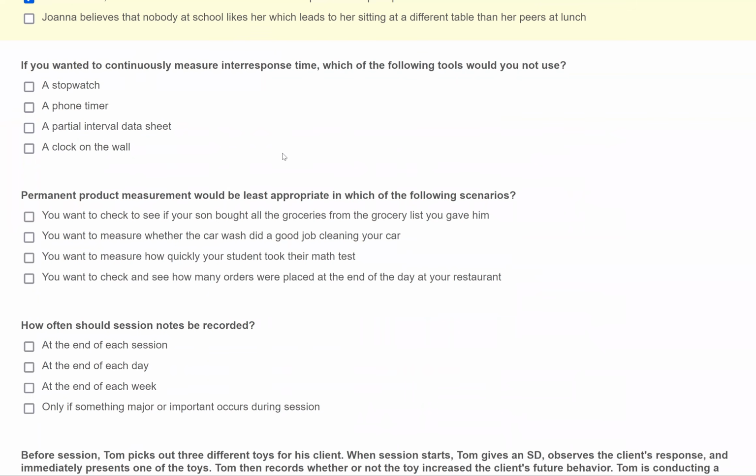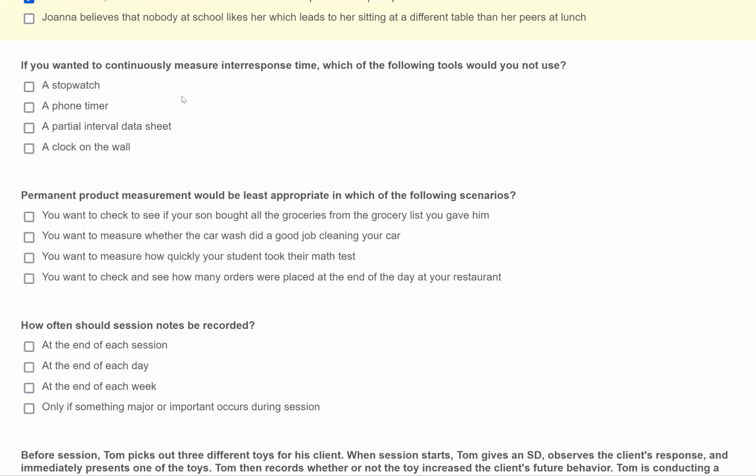What's the key word there? The key word there is time. If we're looking at inter-response time, it's going to be pretty important that we have something that measures time. It doesn't matter if we just count responses here, right? We really need to know the time in between responses. The question is asking, which of the following tools will we not use? So one of these will not be good for inter-response time and continuous measurement.